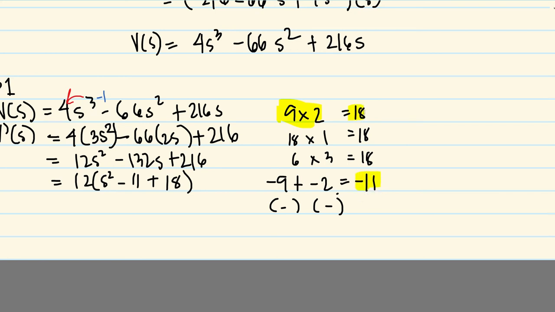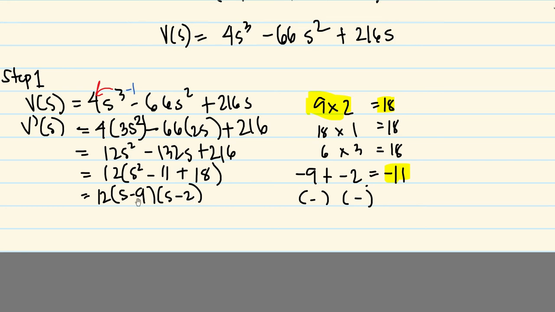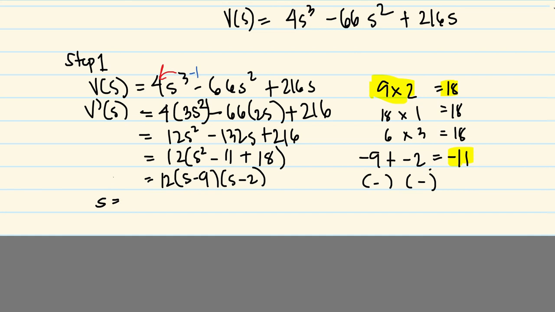So that's it, right? Okay, so we have here 12 times s minus 9 and s minus 2. If we multiply here, this will be positive 18 and this will be negative 11. Okay, correct. Sorry, what happened? Control Z.